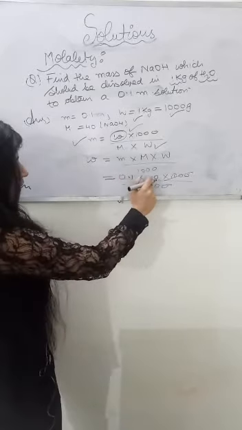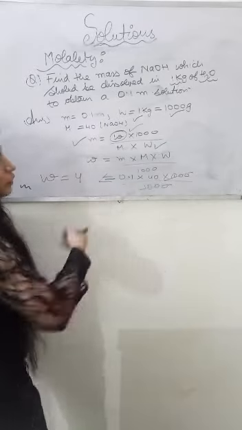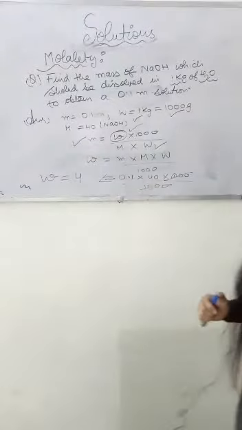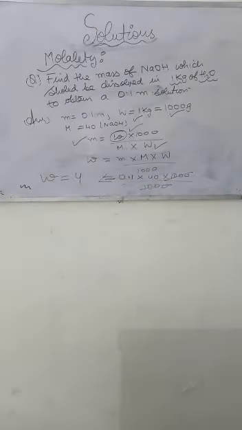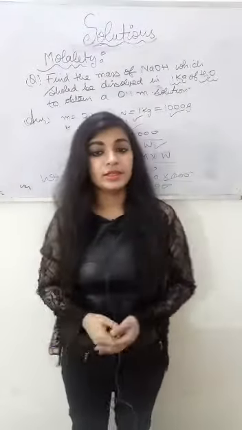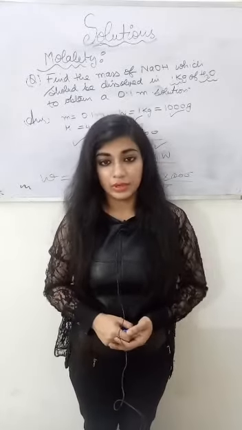4.1 multiplied by 40, the answer is weight equals 4. Yes, it is. What is the molality of the given numerical? It is 4. So I hope you are getting this key. Now we are done with another concentration term, that is molality.